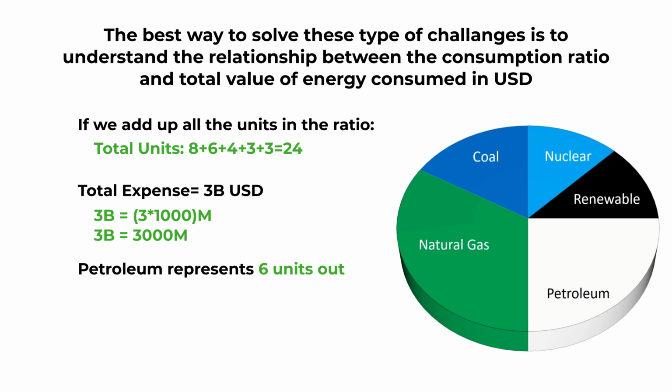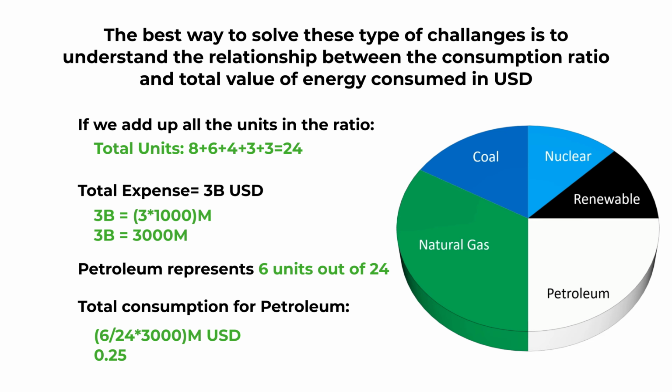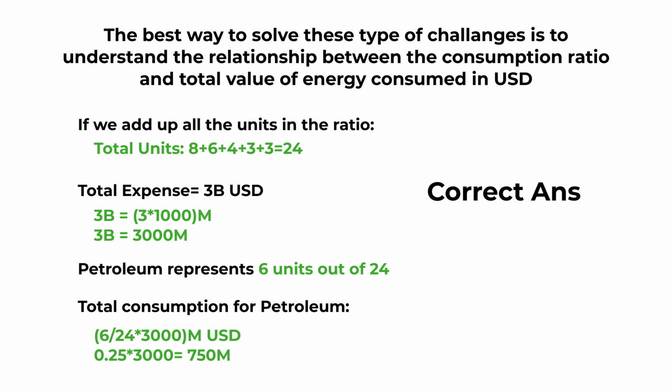Petroleum represents 6 units out of 24, so the total consumption of petroleum can be calculated as 6 divided by 24 multiplied by 3000, and we will get our answer as 0.25 multiplied by 3000, which will equal $750 million. So the correct choice here is choice C, $750 million.